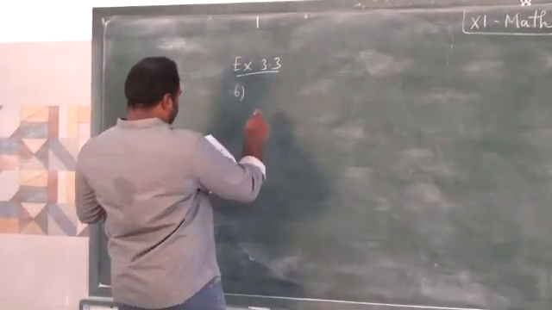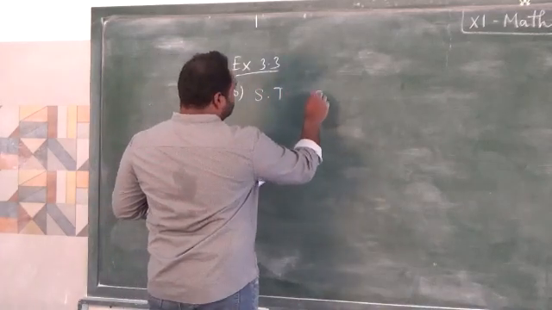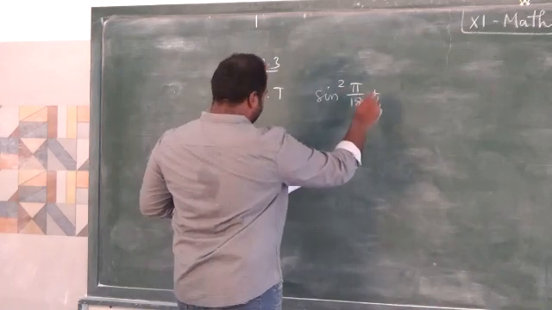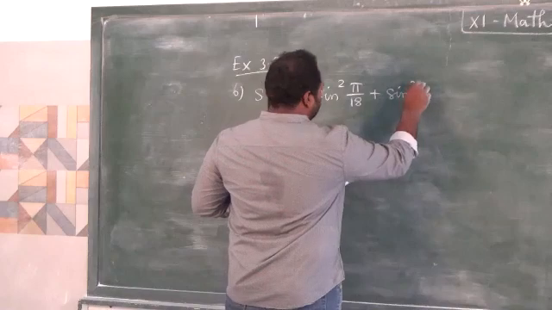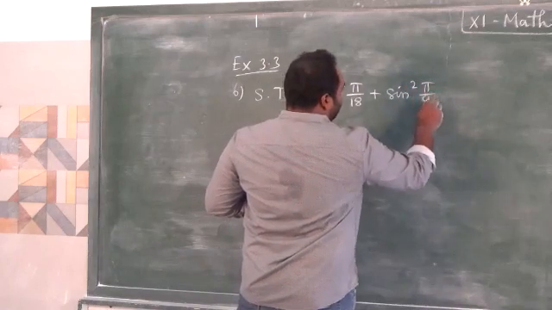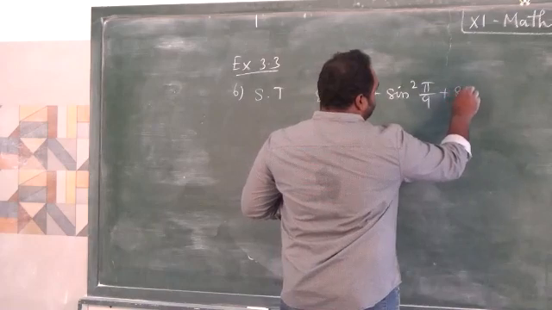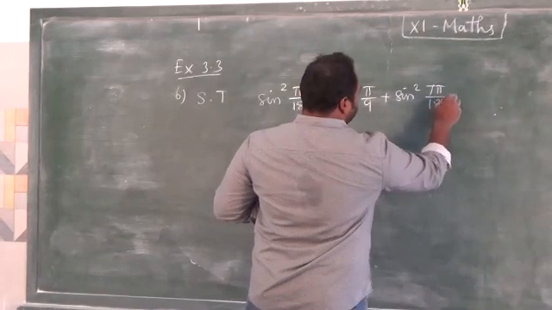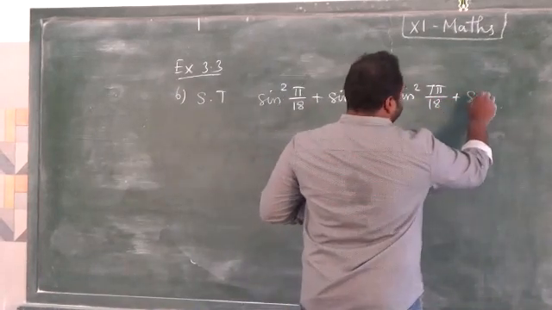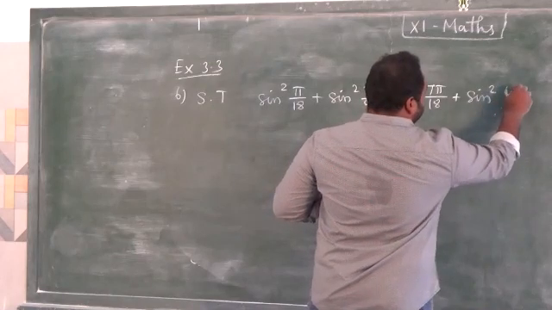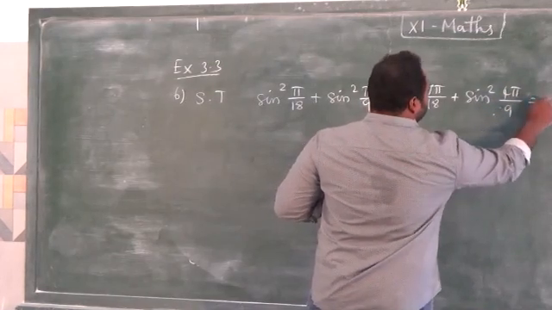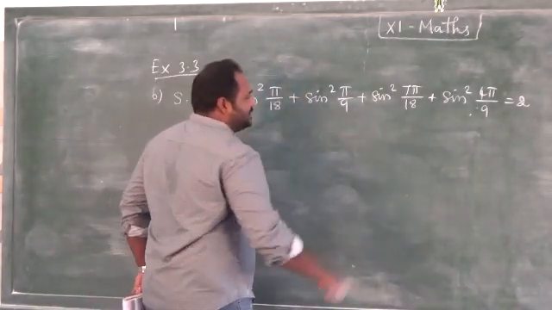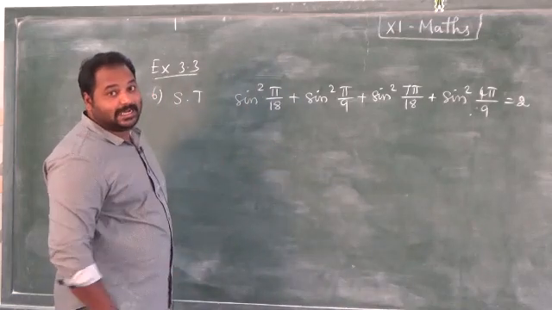Show that sine square pi by 18 plus sine square pi by 9 plus sine square 7 pi by 18 plus sine square 4 pi by 9 equals 2. So here I am going to prove LHS equal to RHS. Here the answer we have to bring as value 2.